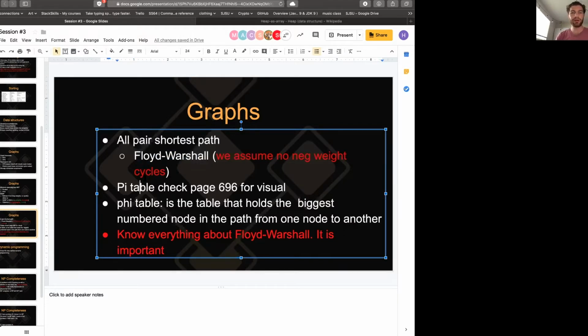So what's important about this algorithm is to know what the pi table is. The pi table says, I'm just going to record the last node in a path. So whenever I make a new path, maybe including node 4, which is the last node in this new path that I made, I go to that entry in the pi table and I update that, oh, my last node is 4.